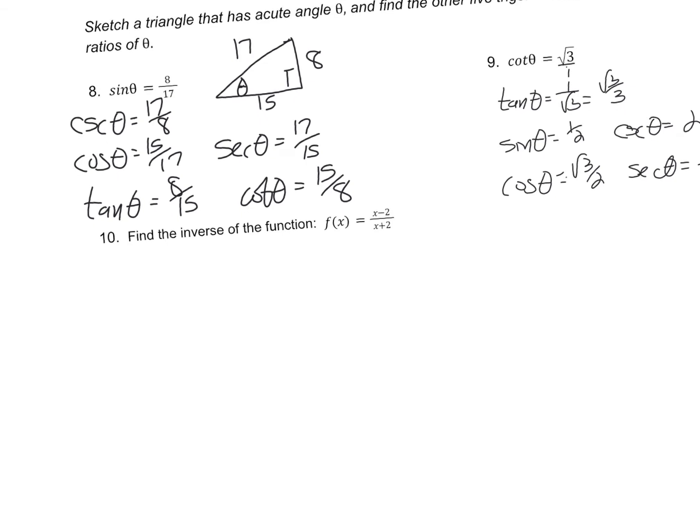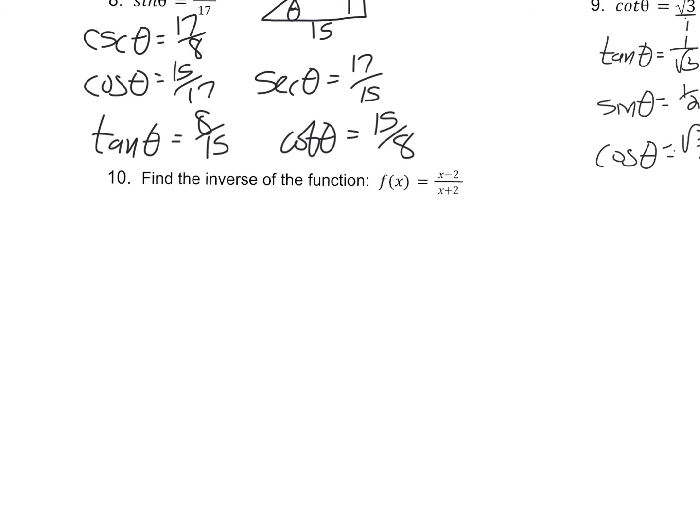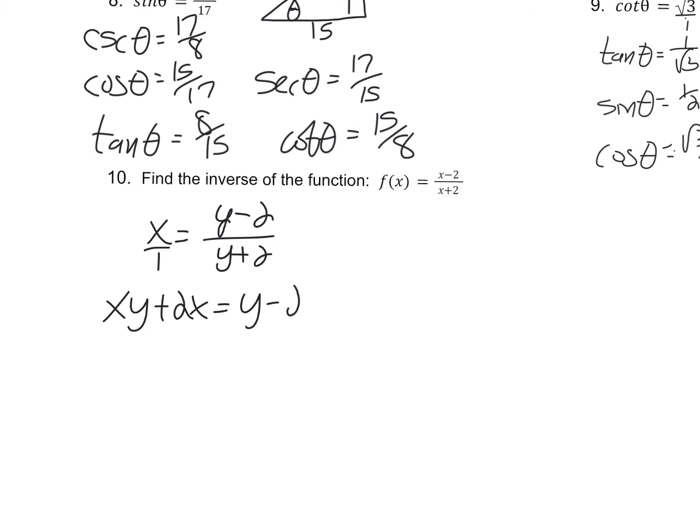Number 10 says find the inverse of that function. So remember inverse, take the x's and y's and switch them. So I'm going to put the x over here, put the y's where the x's were, and now you got to get the y by itself. So first step right here, I'm going to cross multiply. So it'll be xy plus 2x. Cross multiply 1 times y, 1 times 2.